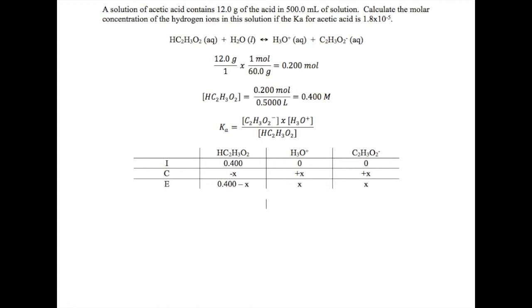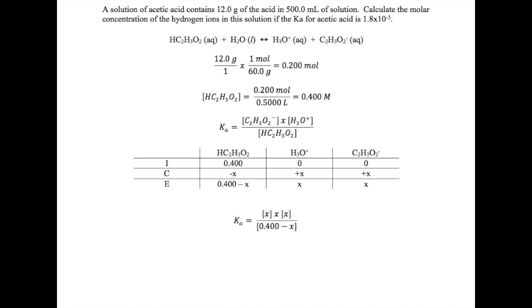Again, because the coefficients of our equilibrium reaction are all just 1, the acetic acid is going to decrease by a value of x, while the concentrations of hydronium ion and the acetate ion are both going to increase by positive x. Therefore, at equilibrium, the concentration of the acetic acid will be 0.400 minus x, and the concentrations of the hydronium ion and the acetate ion will both be 0 plus x, which just comes out to x.